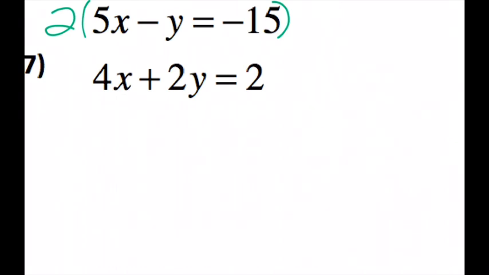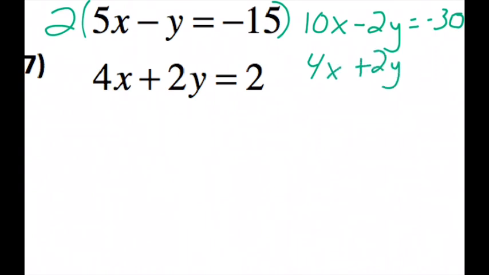So 2 times 5x is 10x. 2 times, then we have minus, then 2 times y is 2y. Then we have 2 times negative 15, which is negative 30. The number one mistake people will make is they'll multiply the left-hand side by 2, but they'll forget to multiply the right-hand side by 2 as well. Make sure you multiply both sides by that number. Okay, then we're just going to write the bottom again. So we have 4x plus 2y equals 2.